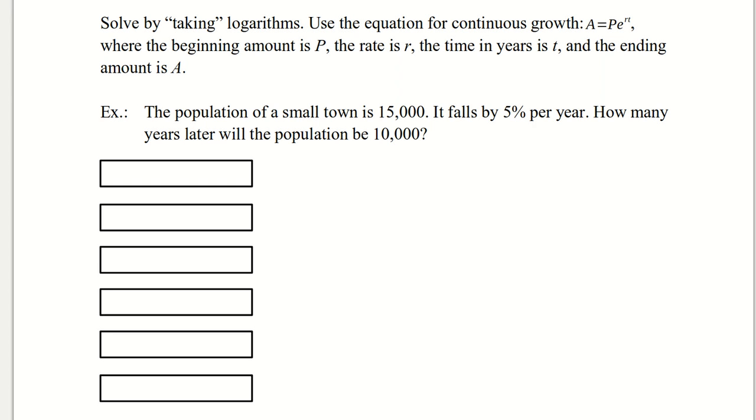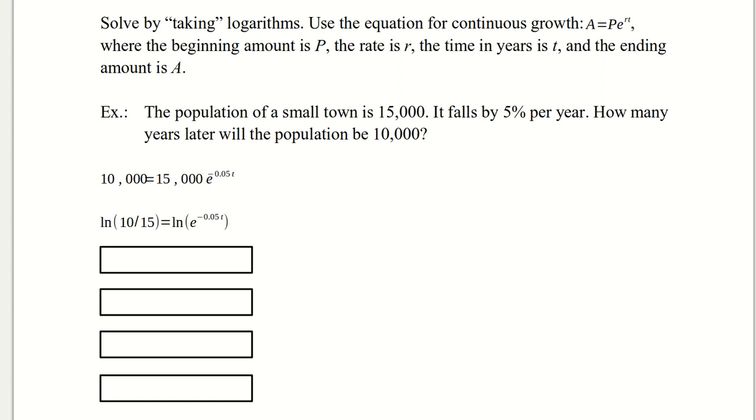That's our future amount. So we plug it into the equation. 10,000, our future amount, takes the place of A. 15,000, our current amount, takes the place of P. And then, of course, our rate, negative 0.05. We have a coefficient. That right side is a product, so we need to get rid of that coefficient. It's attached with multiplication, undone with division. We divide both sides by 15,000.